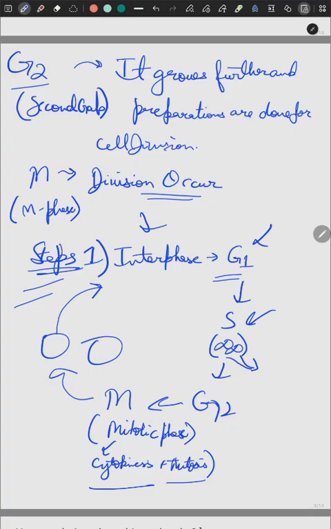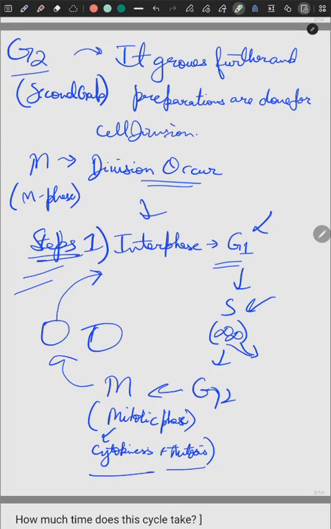Then two daughter cells are formed here, and one of the cells continues to divide again. So it forms a new cycle again and again, and the growth and the life continues.